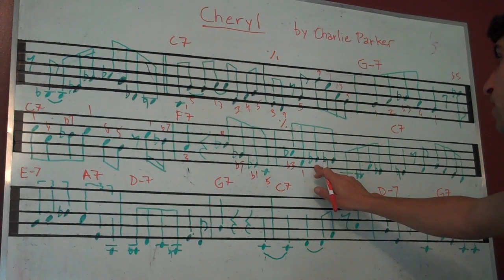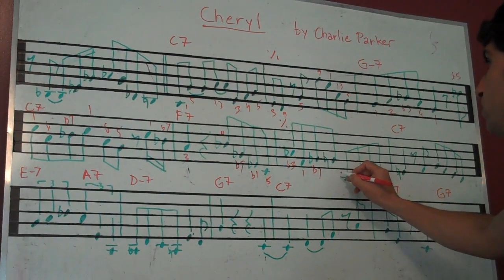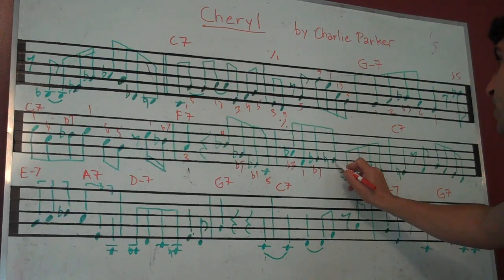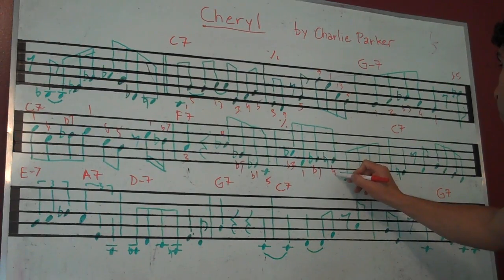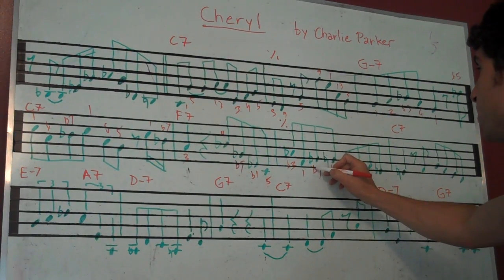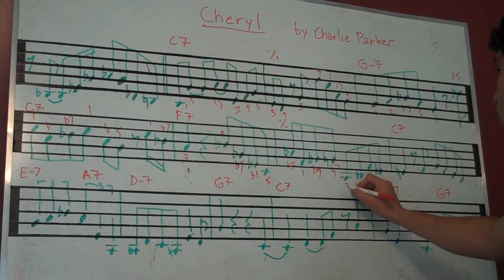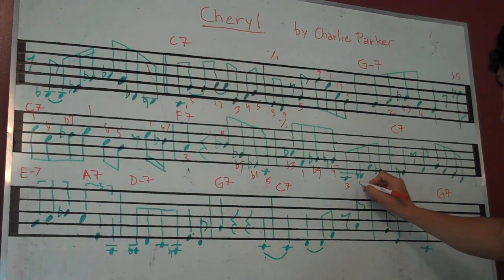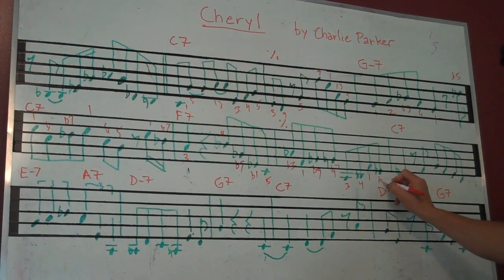Then he's got the flat 9 right here, and E over F7 is major 7. So look, he's got flat 7, or flat 9 rather, to major 7 to 3 to 4 or 11 to 1 to flat 7.